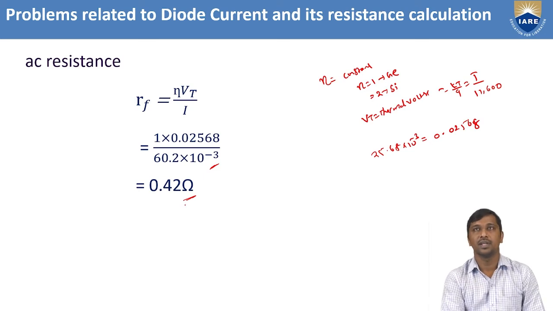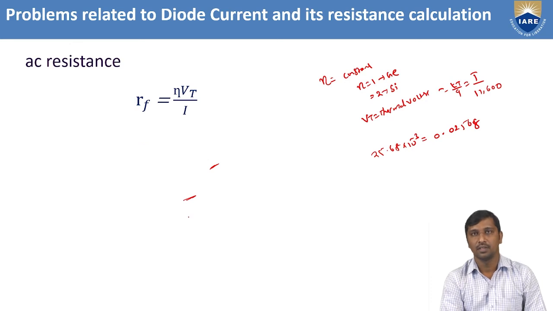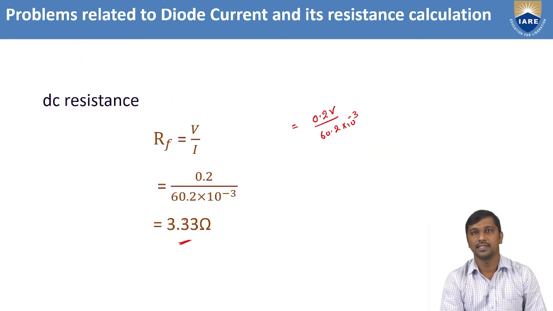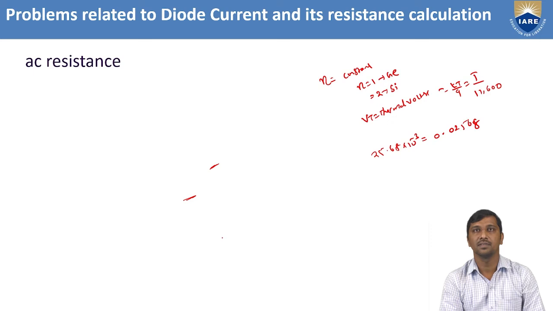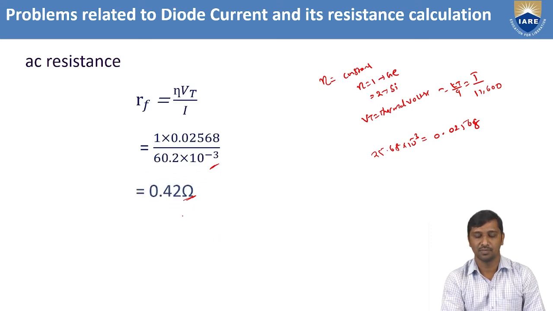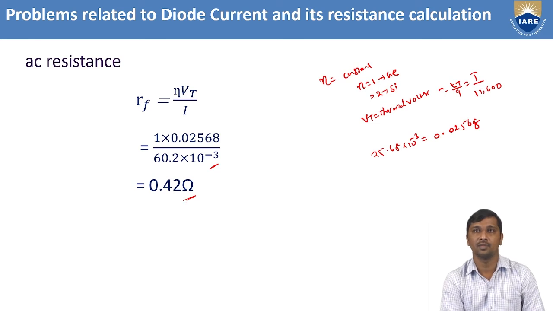Up to this point, we observed the DC resistance and AC resistance based on the given problem statement. The DC resistance is 3.33 ohms and the AC resistance is 0.42 ohms.